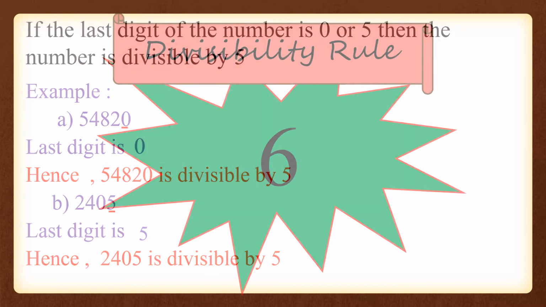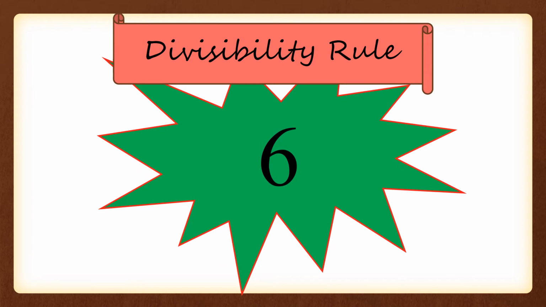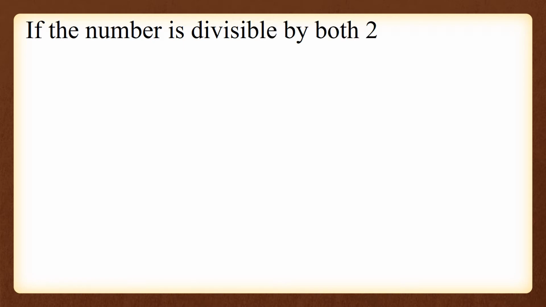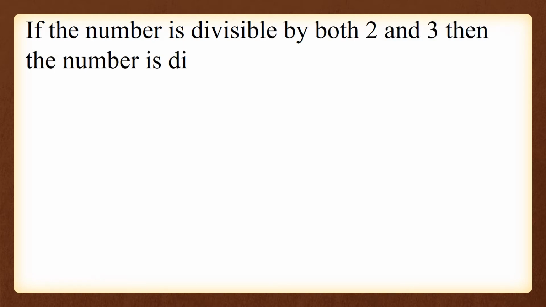Divisibility rule for the number 6. If the number is divisible by both 2 and 3, then the number is divisible by 6. That means to check whether the number is divisible by 6, we have to check whether the number is divisible by 2 and 3. If it is divisible by 2 and 3, then the number is divisible by 6. So let's see an example.